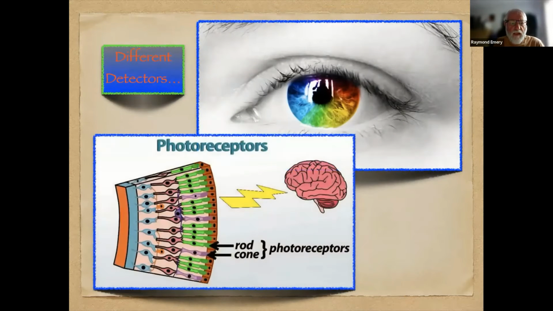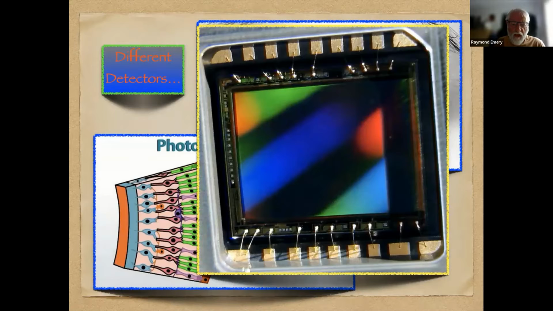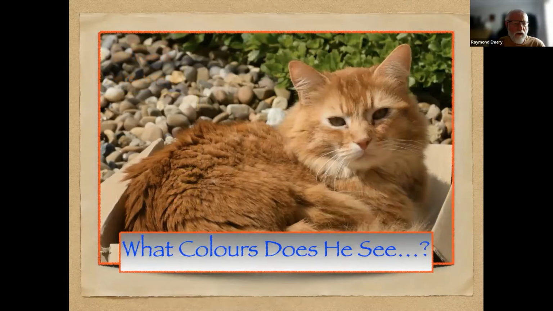Now, this depends in part upon the actual detectors which are in use, in this case, the human eye and its cone photoreceptors. But of course, these days we have CCDs and CMOS detectors as the successors to film. All of these have their particular peculiarities. All of them have their failings in one area or another in perceiving and recording colour. Now, this is my cat, Fluffy. I don't know what colours he sees in the world.